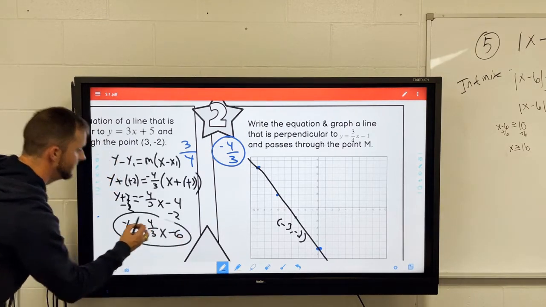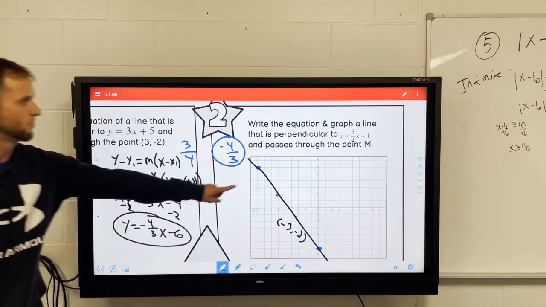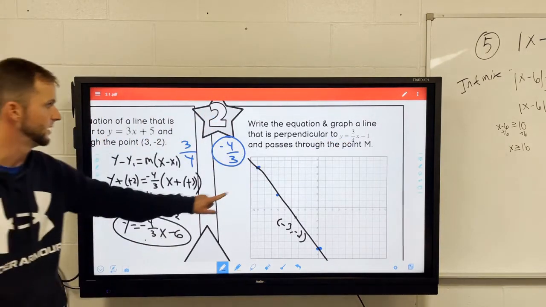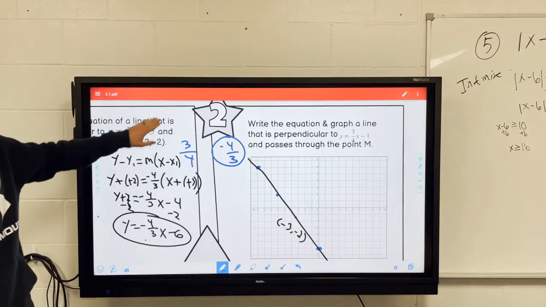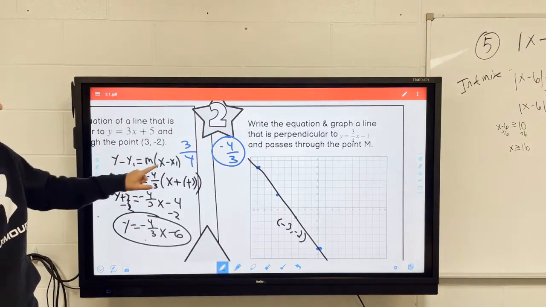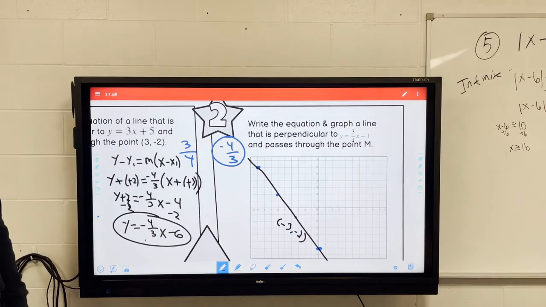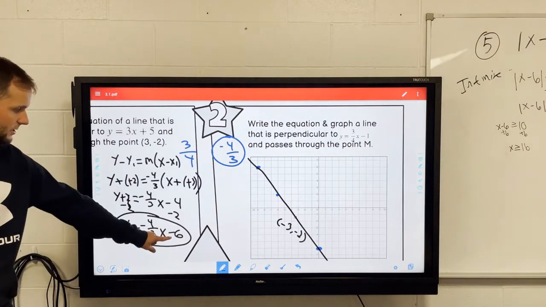So ladies and gentlemen, this is the equation that is perpendicular to my slopes here. And then it's going to actually run through the point -3, -2, which is written there. And if you look, my y-intercept is -6.